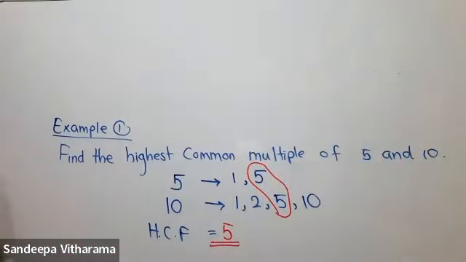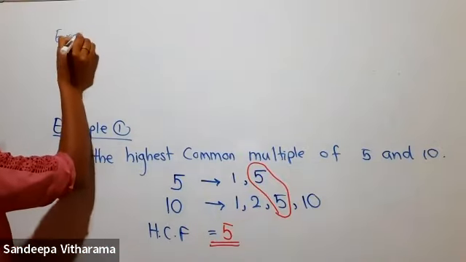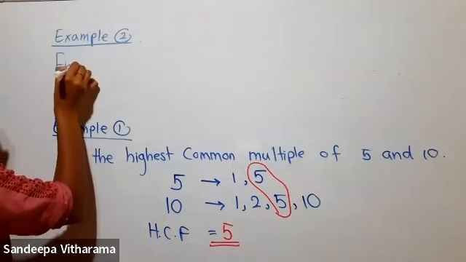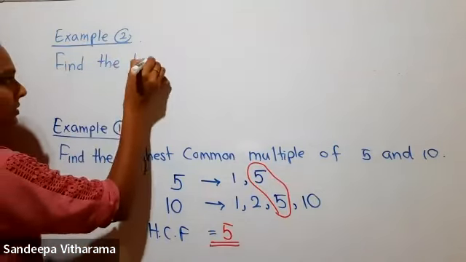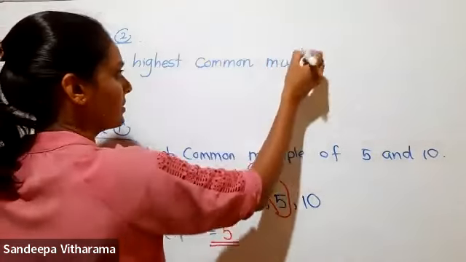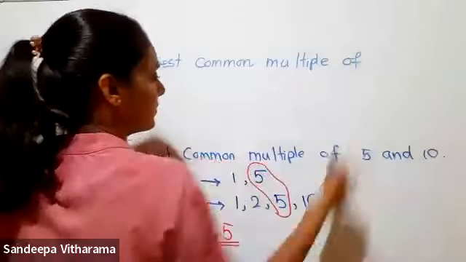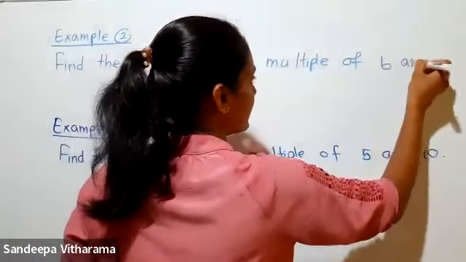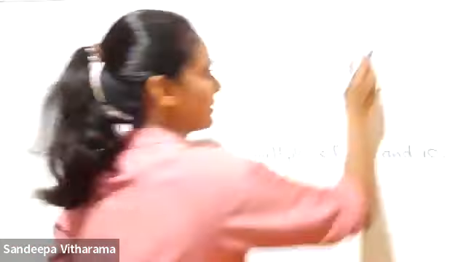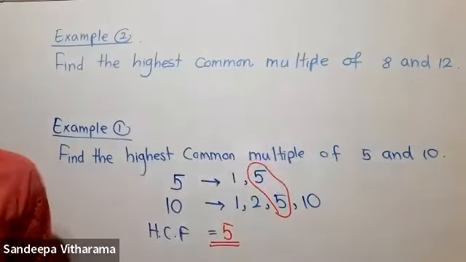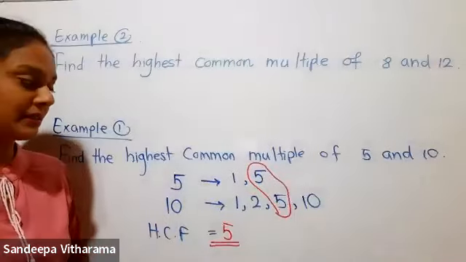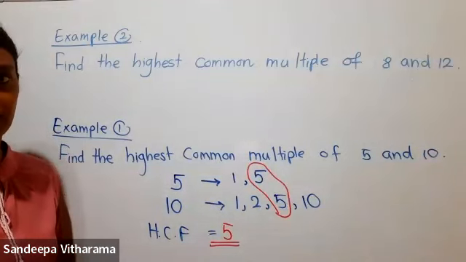Okay, then let's see example 2. Find the highest common factor of 6 and 12. Can you do this one? So let's take it as 8 and 12. Try to do this one by the listing factors method.